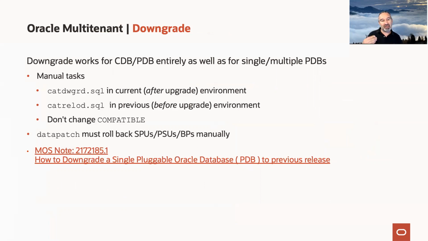But now I can run the downgrade script with cut downgrade, then unplug my PDB and plug it back in and then run cut reload. So I have a very good downgrade possibility and a very fast, efficient one actually. But compatible must not be changed. So be really aware of that.